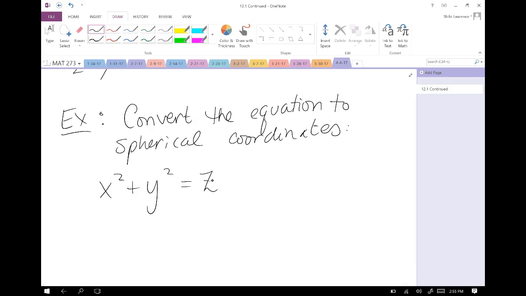X squared plus y squared equals z. What's that surface? X squared plus y squared equals z. It's a 3-dimensional surface. It's not a plane because of the squares. Oh, my bad. It's an elliptic paraboloid.